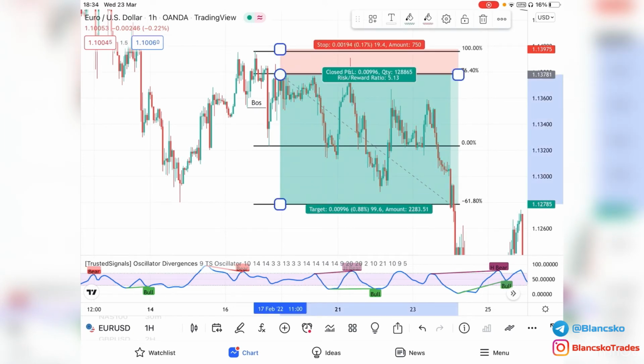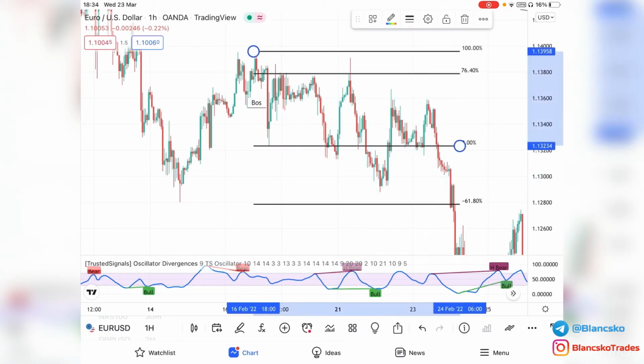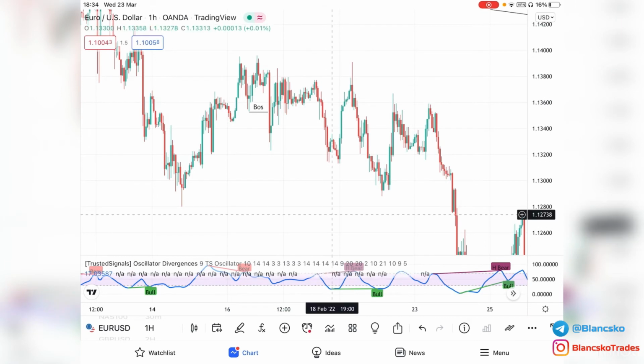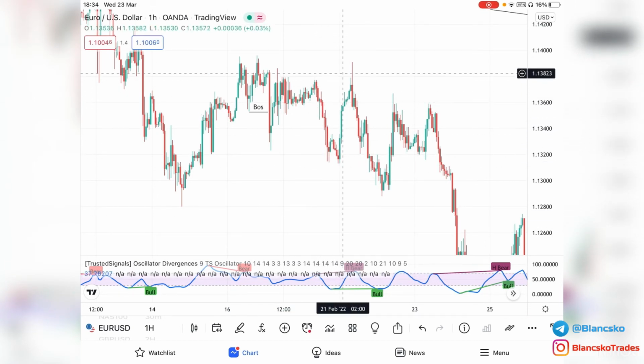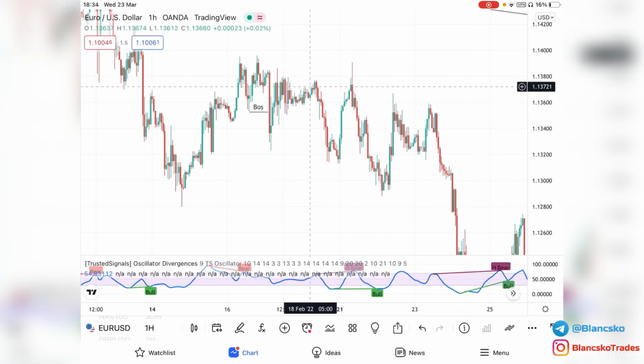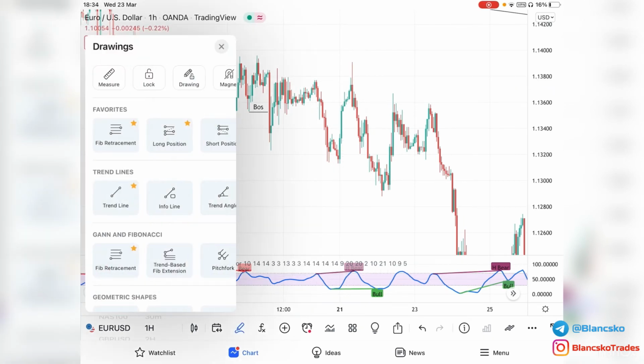Then if you wanted to enter some more trades, you would have seen this. So we create what? Lower high, lower low, then this lower high gets tested right here, but it doesn't get broken.